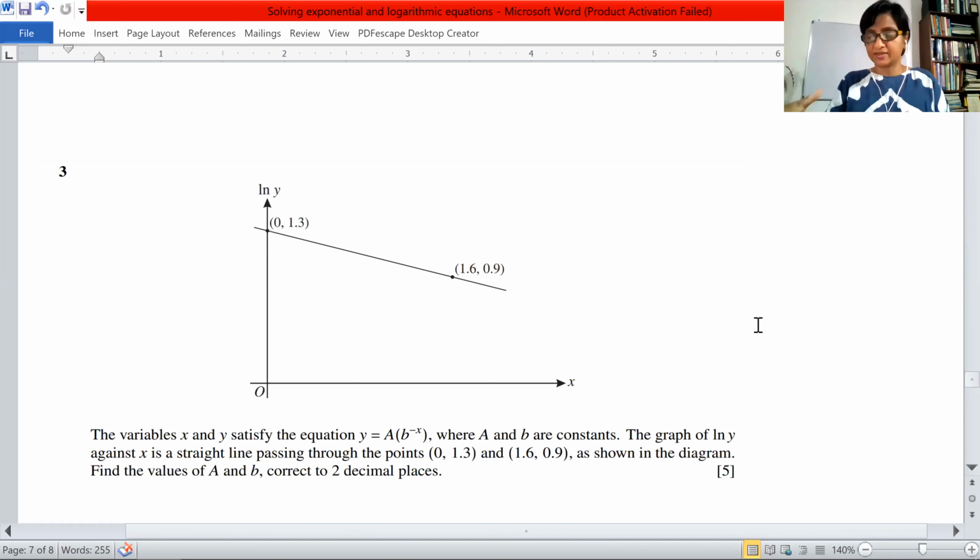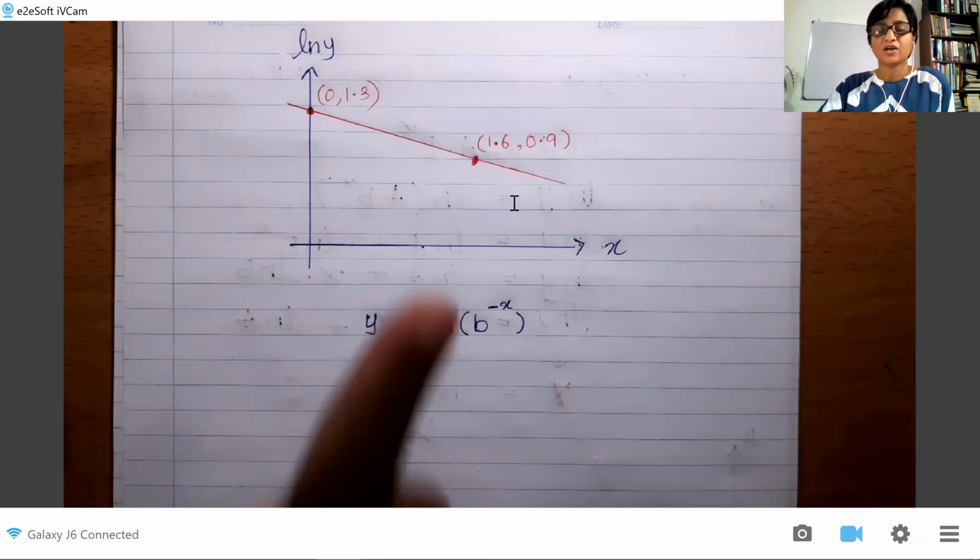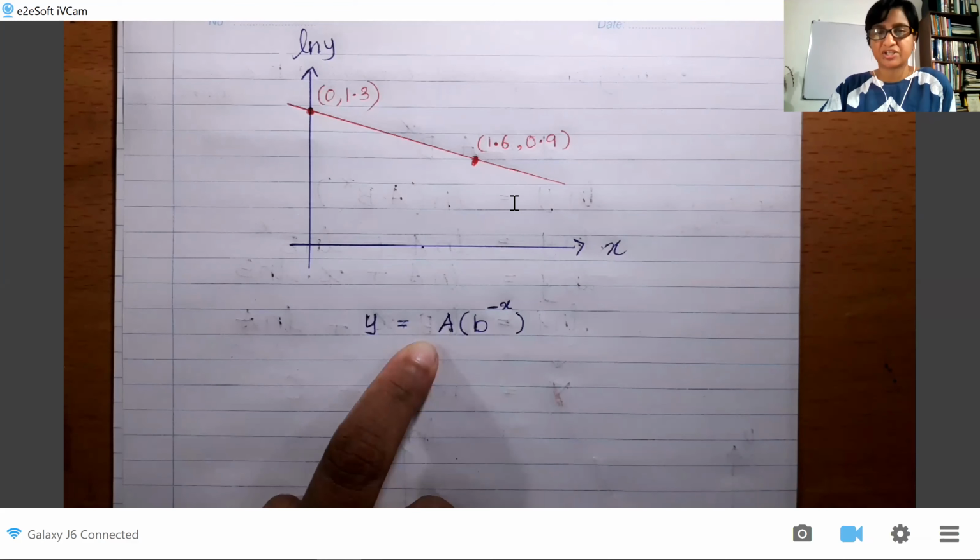If you're ready with the graph and the equation, I will go to the document, the writing pad, and let's start working on it. We are supposed to find capital A and B, the two constants. So I'm showing you the graph here, and here's the actual relationship between A and B.